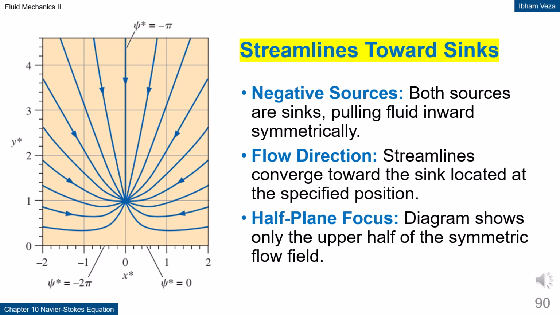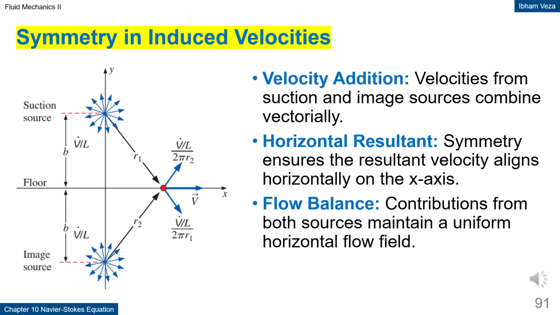Streamlines towards sinks. If both sources are replaced by sinks, all streamlines will be directed toward the sink locations. The flow pattern remains symmetric, but the flow direction is reversed compared to the source case. Fluid from the entire domain is drawn toward the sinks. This model can be used to represent suction or mass removal processes. Visually, it provides a clear picture of a converging flow field.